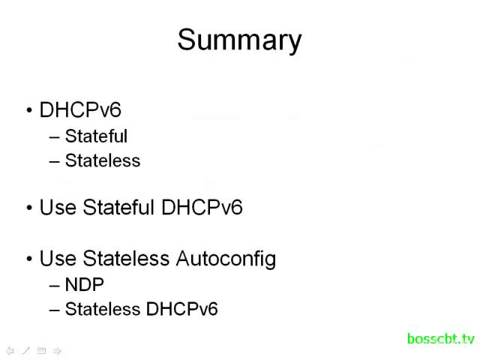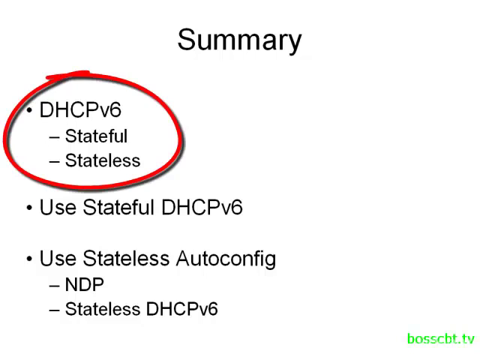Okay, so let's summarize what we covered. We began with DHCP version 6, and there are two modes of operation. The first one is stateful, where the server sends a lot of information to the host, and it keeps track of some of that information. The second mode is stateless, where the server sends just a little bit of information, the IP addresses of the DNS servers, and that's it, and it doesn't keep track of any of that information.